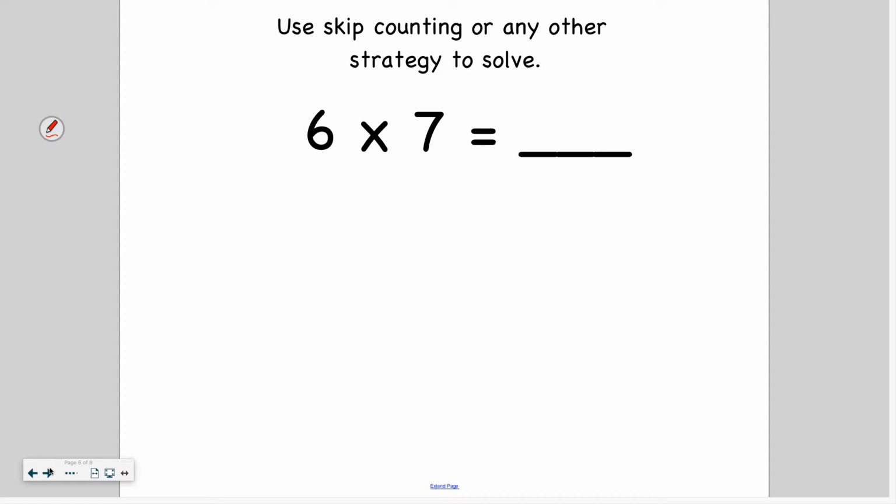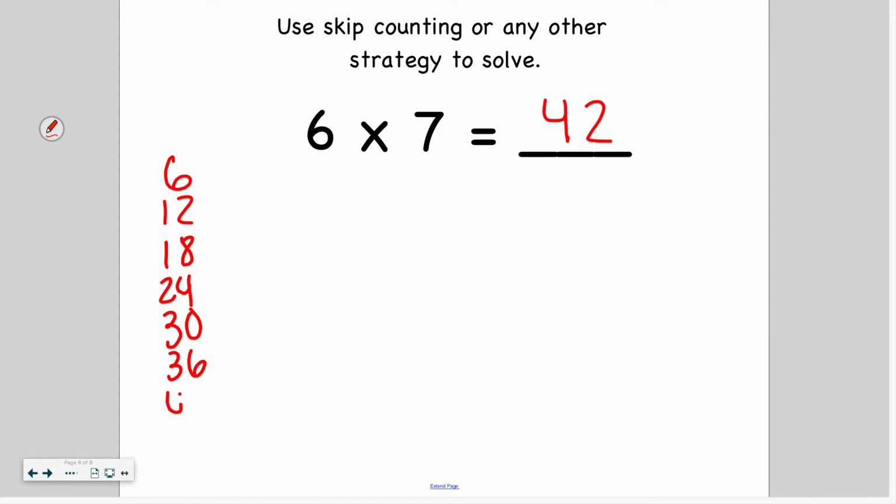All right, welcome back. So 6 times 7 is 42. If I use my skip counting strategy, I would count by 6 7 times. So 6, 12, 18, 24, 30, 36, and 42. That's how I get 42.